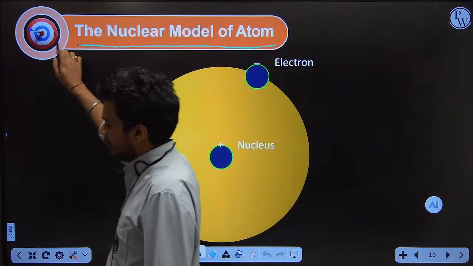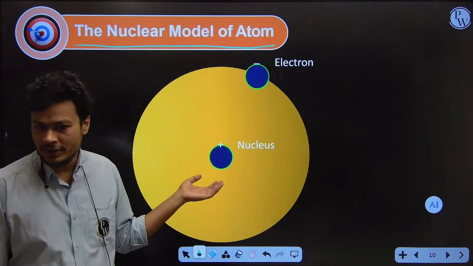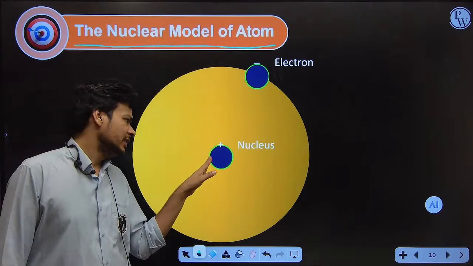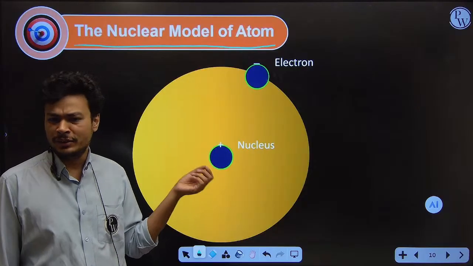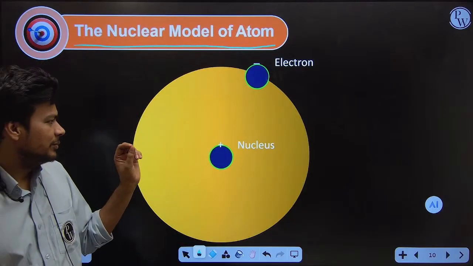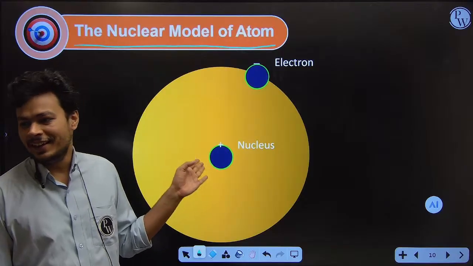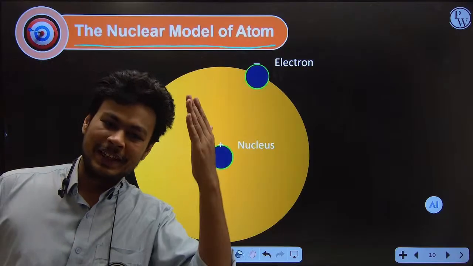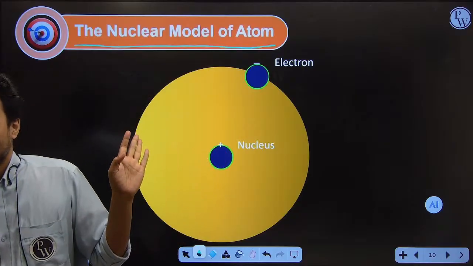The model is now very straightforward. There is a solid, positively charged mass at the center of the atom, which is called the nucleus. Does the nucleus have protons and neutrons? No, this is in 1911. Neutrons we get in 1932. At this point, there are only protons in it.